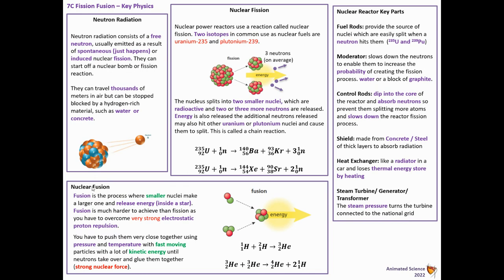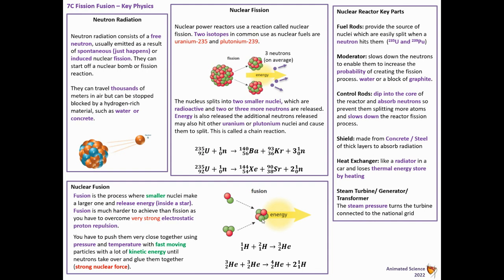Now, the other trendy idea is that we can have nuclear fusion. Fusion happens in the sun, but actually, fusion is a process where smaller nuclei make a larger one and release energy inside a star. And fusion is much harder to achieve than fission, as you have to overcome very strong electrostatic and proton repulsion. You have to push them very close together using pressure and temperature with fast-moving particles with a lot of kinetic energy until the neutrons take over and glue them together with the strong nuclear force, which you don't need to know at GCSE, but it explains why these nucleons push together and stick.